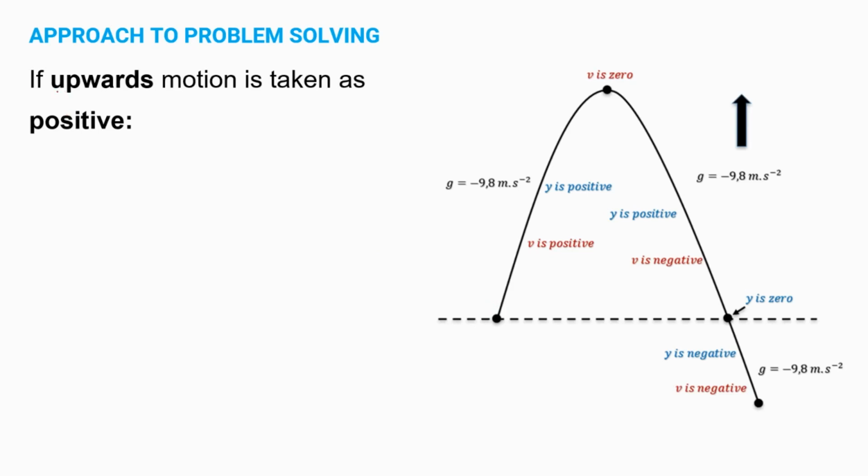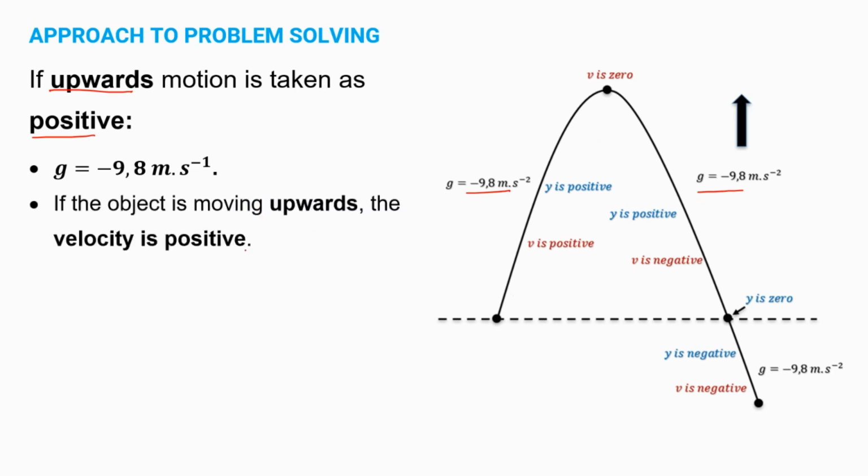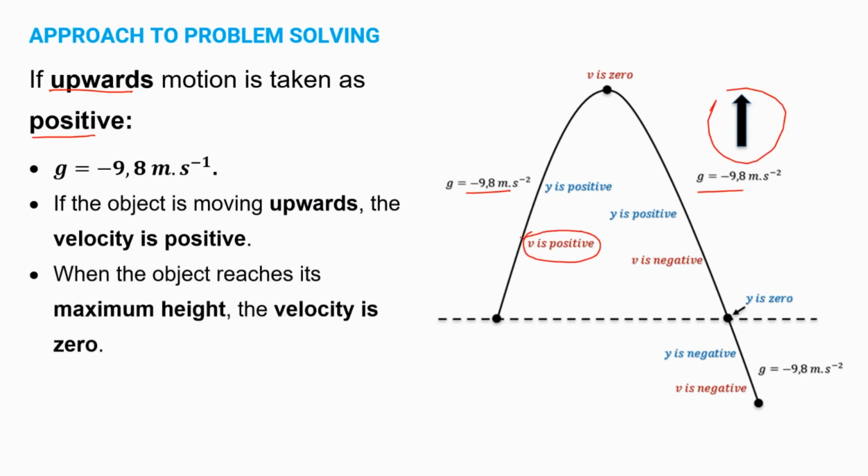And then if you choose upward motion as positive, take note of this. Your acceleration is negative. The acceleration is downwards, isn't it? So if you choose the upward motion as positive, acceleration is negative. It doesn't change, always negative. If the object is moving upwards, velocity is positive. At its maximum height, velocity is 0. When the object is moving downwards, velocity is negative.